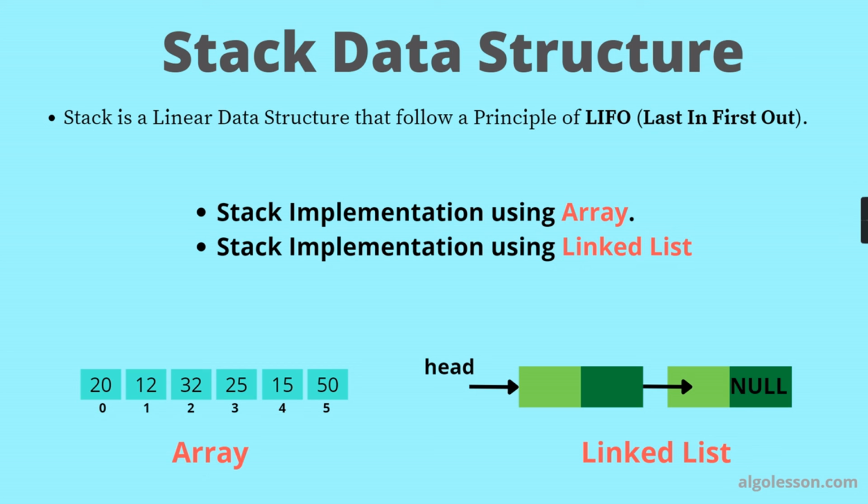Now, why do we use two different data structures to implement this stack data structure? There are some pros and cons with them. The first is the array data structure. We have to define the size in advance, which is easy to implement, but it is not dynamic because we cannot change the size of the array at runtime. Whereas a linked list is dynamic and we can increase or decrease the size at runtime.